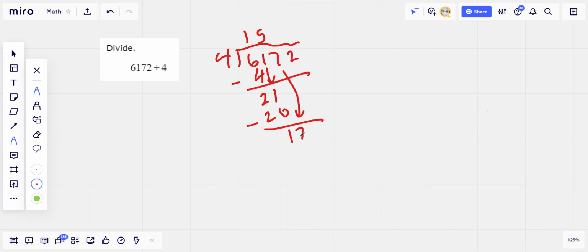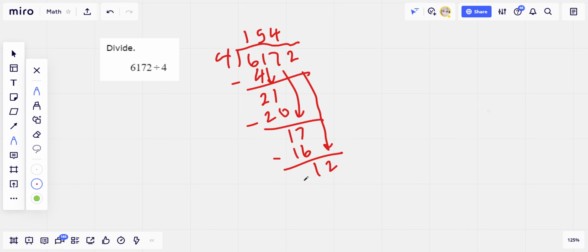All right, so how many 4's in 17? Let's see. 16 is 4 times 4, so I think that's the closest. And then we multiply. 4 times 4 is 16. And then we do our subtraction. And again, 17 minus 16 gives us a 1. And then we bring all the way down that 2.